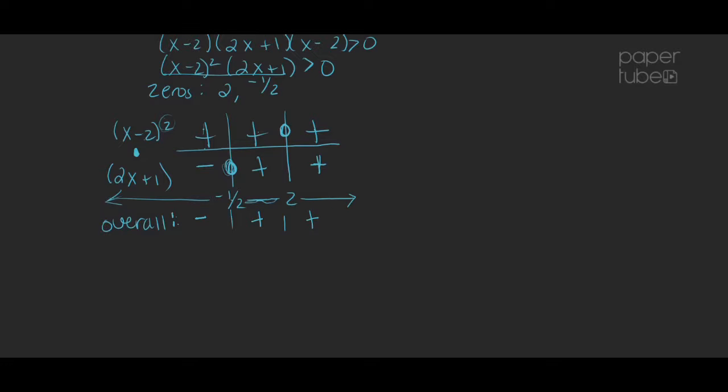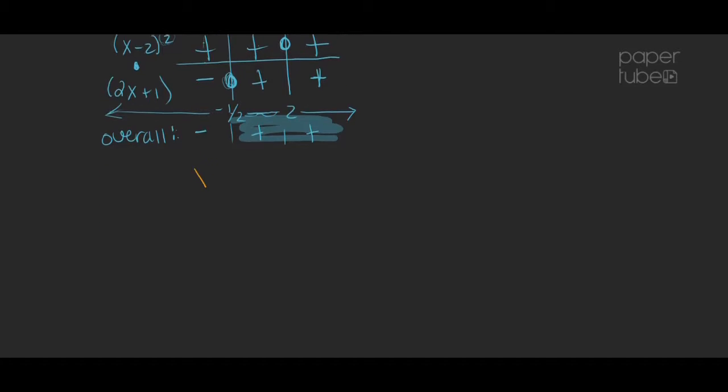So now I can tell that my function is greater than 0 or positive when it is to the right of -1/2. So our final answer would be written as x is greater than -1/2, or in interval notation, which works really well with this number line, it's -1/2 to infinity.